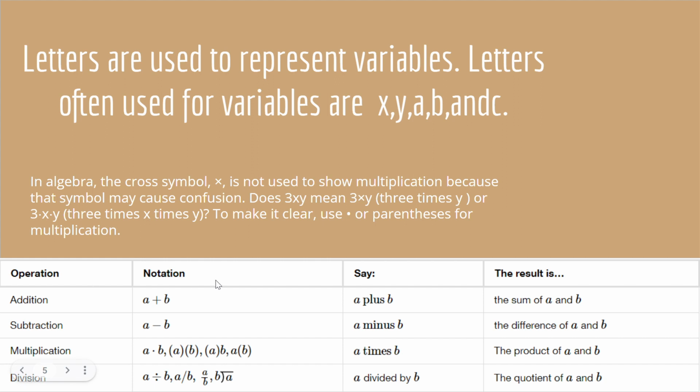In the blocks below, we can see addition, a plus b, and subtraction, a minus b. For multiplication, we don't use the cross. So a dot b, a(b), (a)b, and (a)(b) all represent a times b.